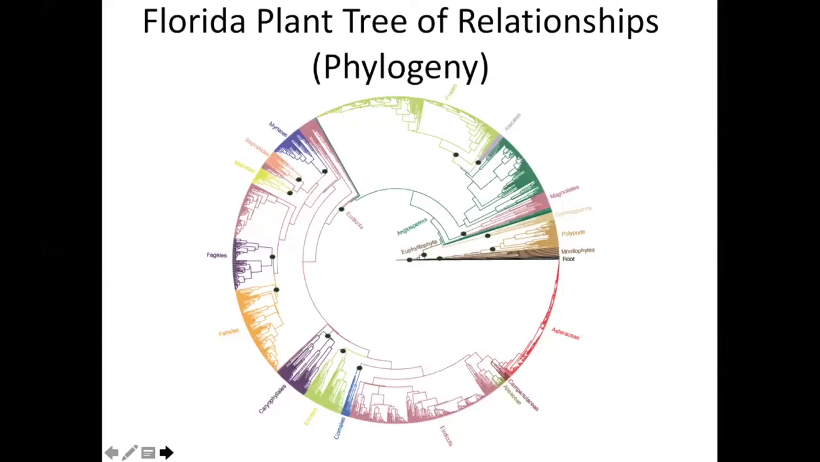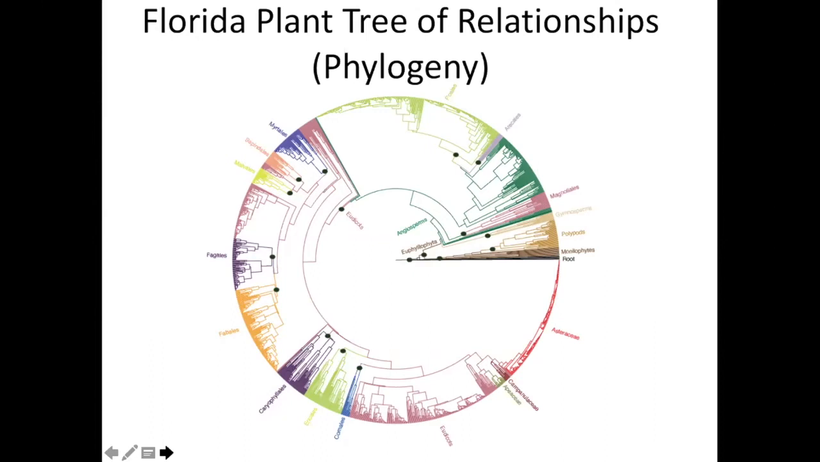So trees of relationships are really important today in the study of biodiversity. And so what we did with our collaborators is that we built a tree, a family tree of relationships for the plants of Florida. Really, we concentrated on the vascular plants. If you look at this tree, there are ferns in there, gymnosperms.